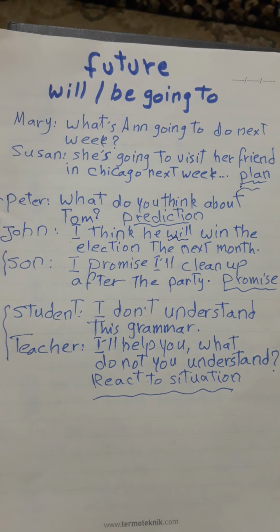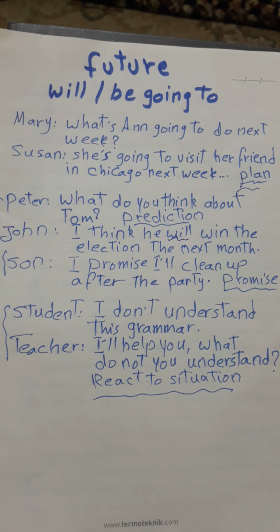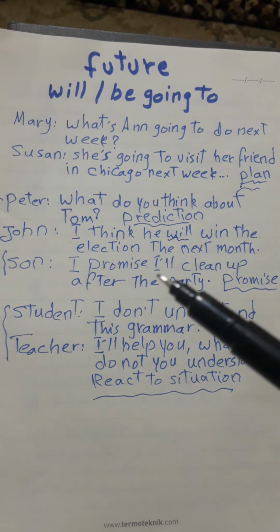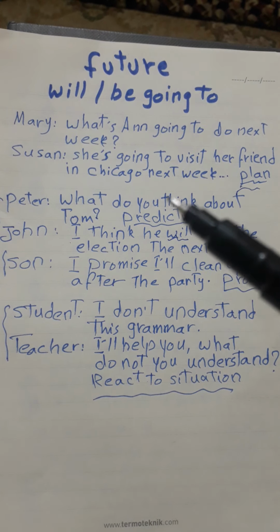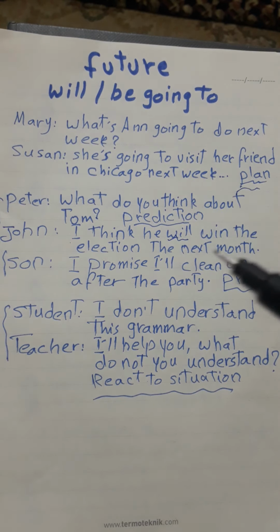Let us come to another example. Son, I promise I will clean up after the party. I'll clean up. This is an abbreviation of I will. Look, why has the son used I will or I'll and hasn't used I am going to clean? This is a promise.